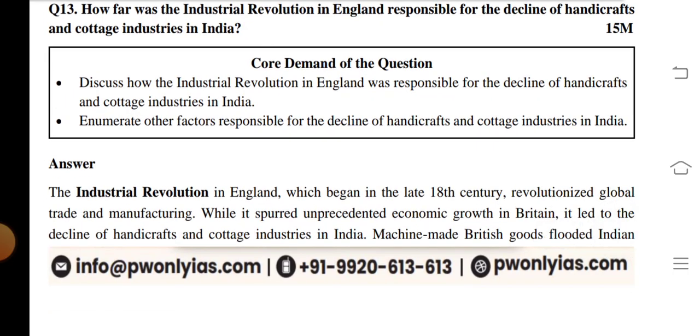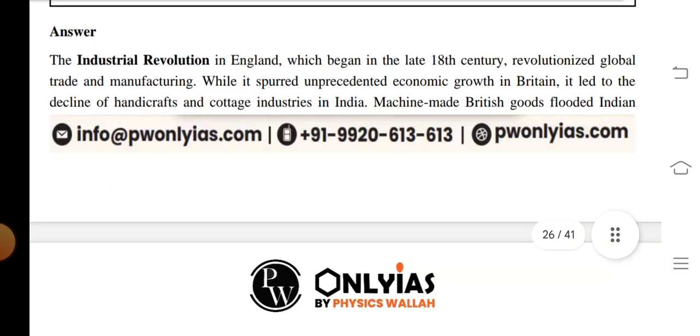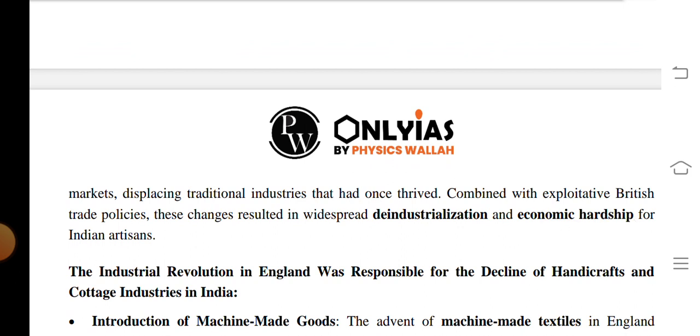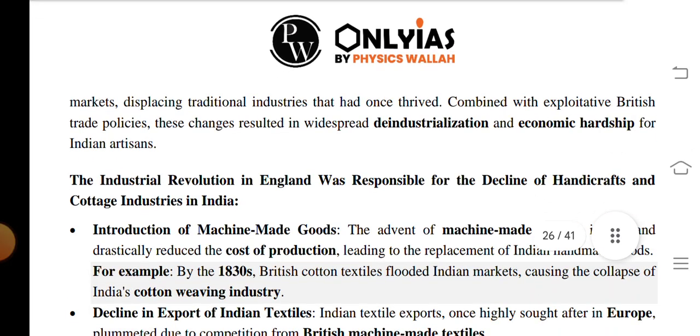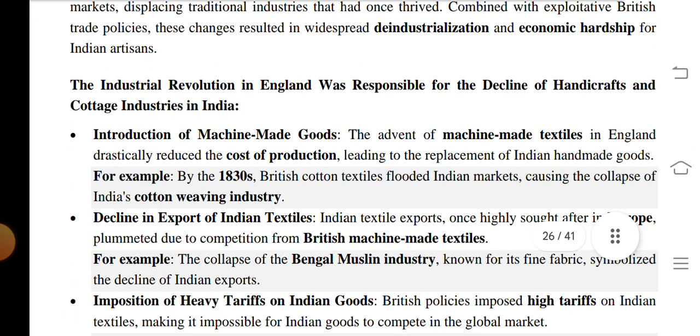Answer. The Industrial Revolution in England, which began in the late 18th century, revolutionized global trade and manufacturing, spurring unprecedented economic growth in Britain. It led to the decline of handicraft and cottage industries in India. Machine-made British goods flooded Indian markets, displacing traditional industries that had once thrived, combined with exploitative British trade policies. British trade policy changes resulted in widespread deindustrialization and economic hardship for Indian artisans.